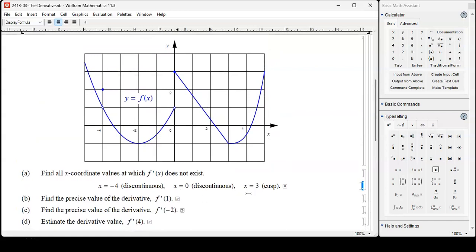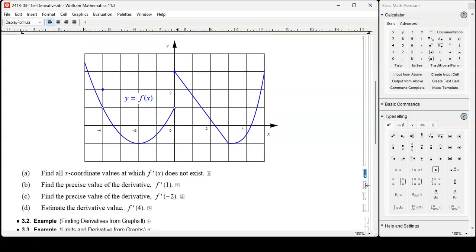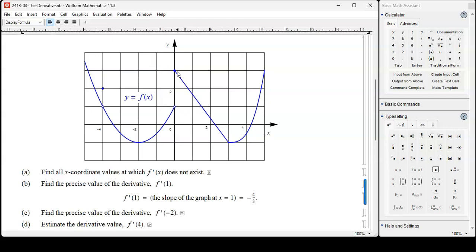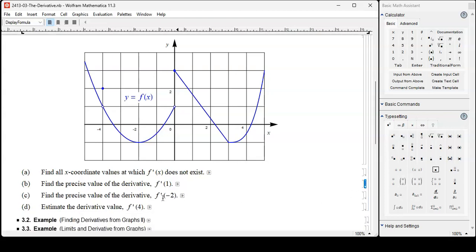Find the precise value of the derivative f prime of 1. Oh, that's easy. F prime of 1. The slope, right here, x equals 1. That's a line segment, -4/3. Find the precise value of the derivative f prime of -2. Right here, horizontal tangent, so the slope is 0.